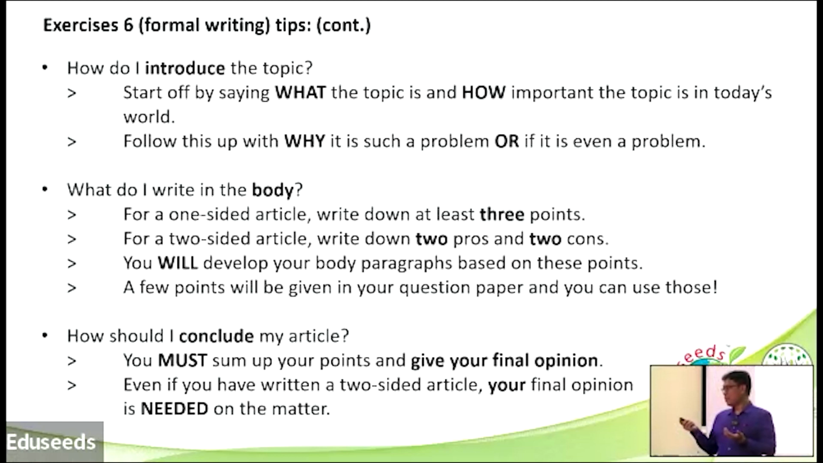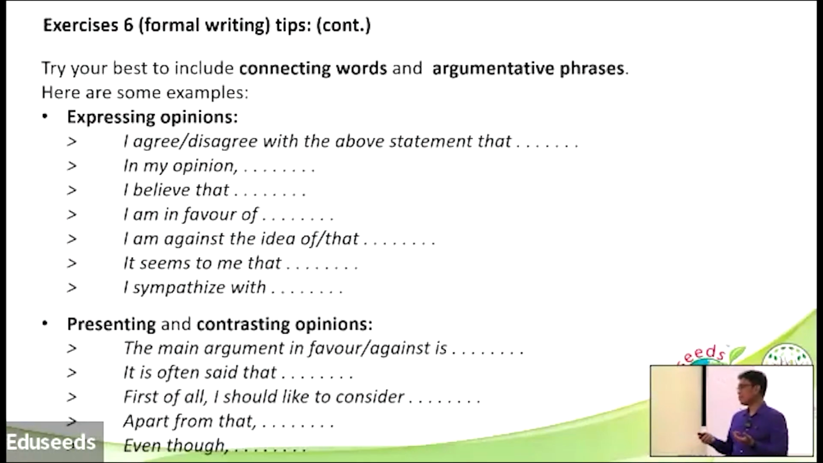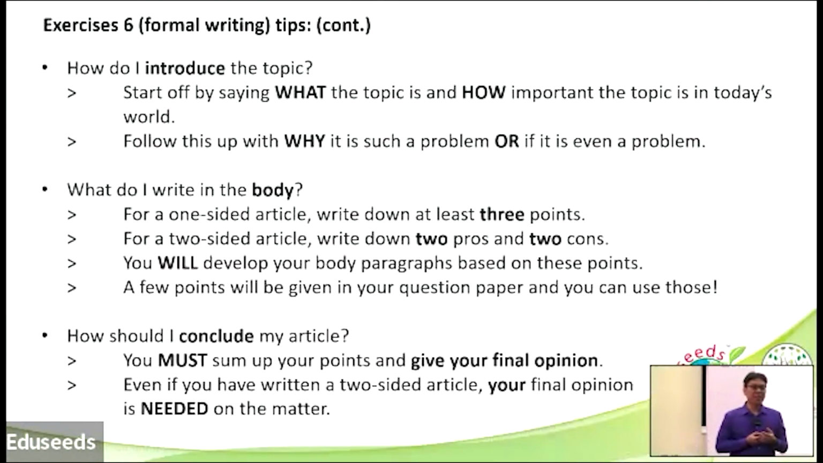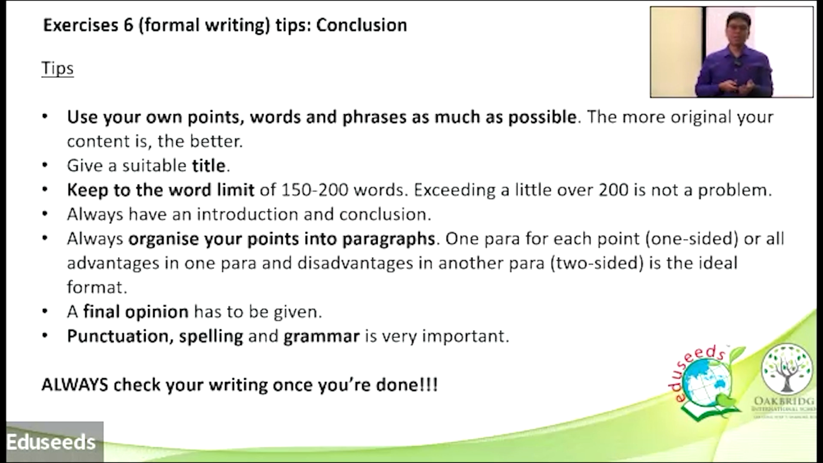Okay, next one. How do I conclude my article? When you conclude your article, you're giving your opinion at the end. And this is a must. But before that, you must sum up all your points and then give your final opinion. Even if you have written a two-sided article where you have weighed pros and cons, the conclusion or the final say is yours. And of course, please always check your writing once you're done. If you have completed your exam a little earlier, check it a second or a third time.